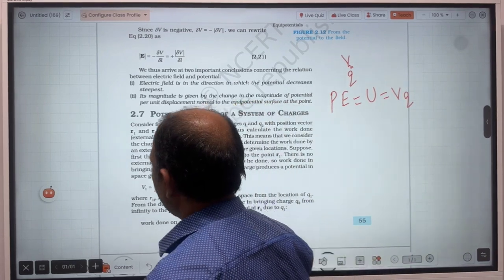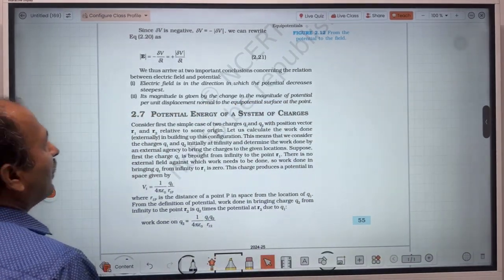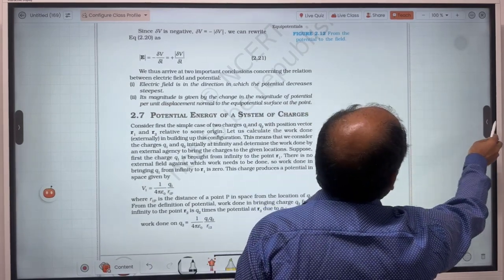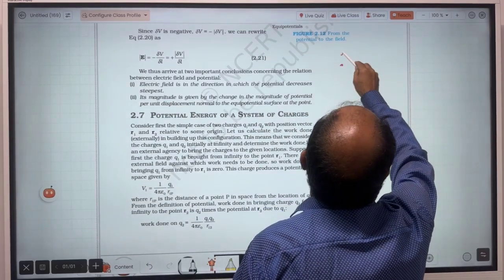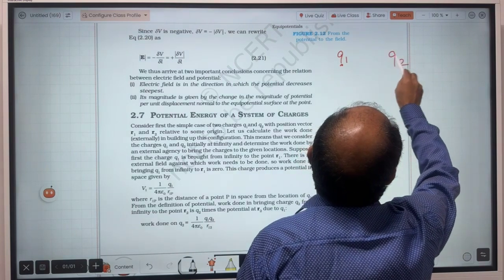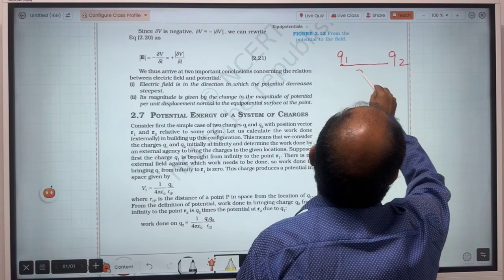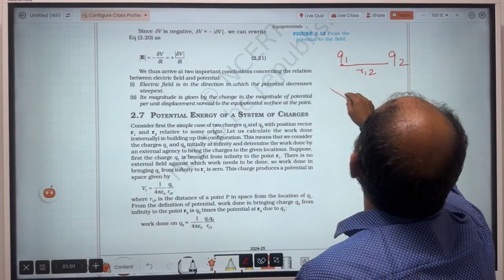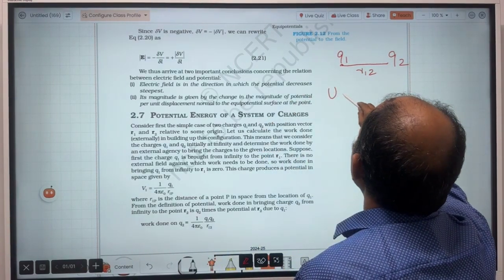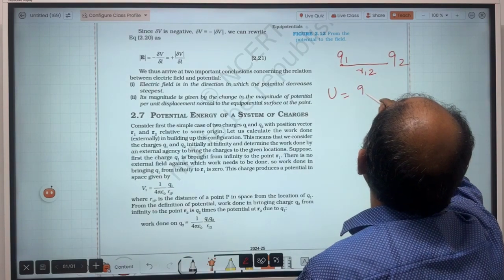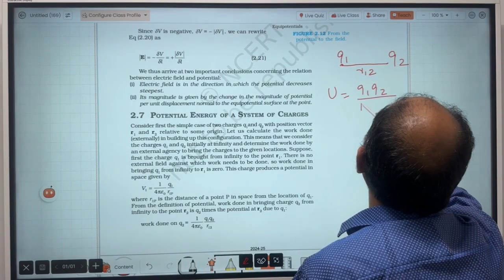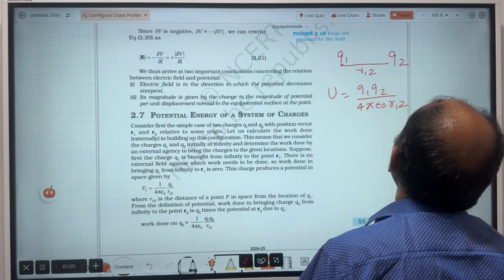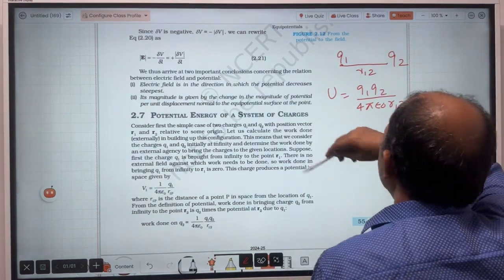And suppose there are two charges, then what will be the potential energy? Suppose there is a system of charges here. This is charge Q1, this is charge Q2, and the separation between them is R12. In that case, what will be the potential energy? We can denote potential energy as U. So U will be Q1 Q2 divided by 4 pi epsilon naught R12. If you have a question why, it is simple.